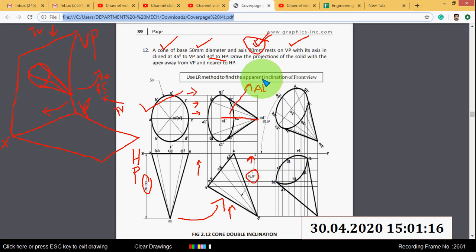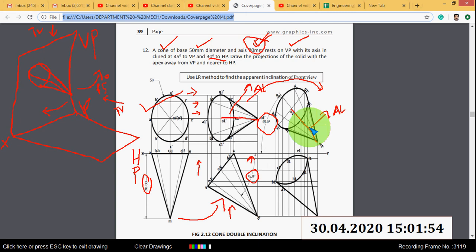Using the line rotation method in projections of lines. You have already studied the line rotation method in projection of lines. Using the line rotation method you have to find the apparent inclination in the front view. So I find the apparent inclination, and that value is 45 degrees. Then you have to tilt this front view with this apparent inclination. This is the apparent length of the axis. Apparent length means the reduced length, the length which is less than the actual length.